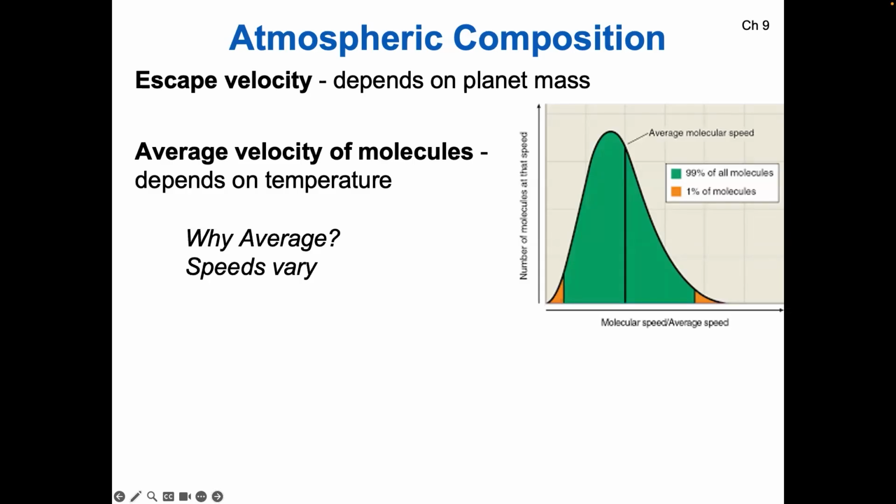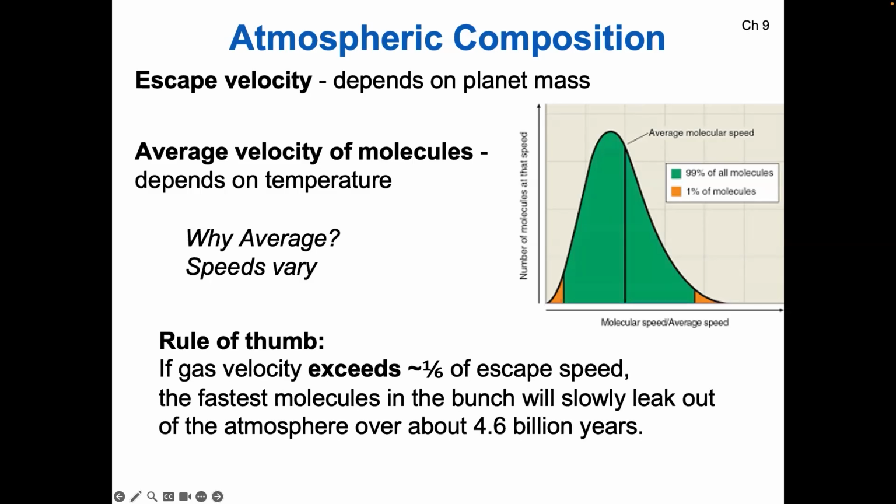You can take a lot of complicated classes in this physics department if you really want to know the details of how this works. But as a general rule of thumb, if a gas velocity exceeds about 1/6 of the escape speed, the fastest molecules in the bunch will slowly leak out of that atmosphere over about 4.6 billion years.